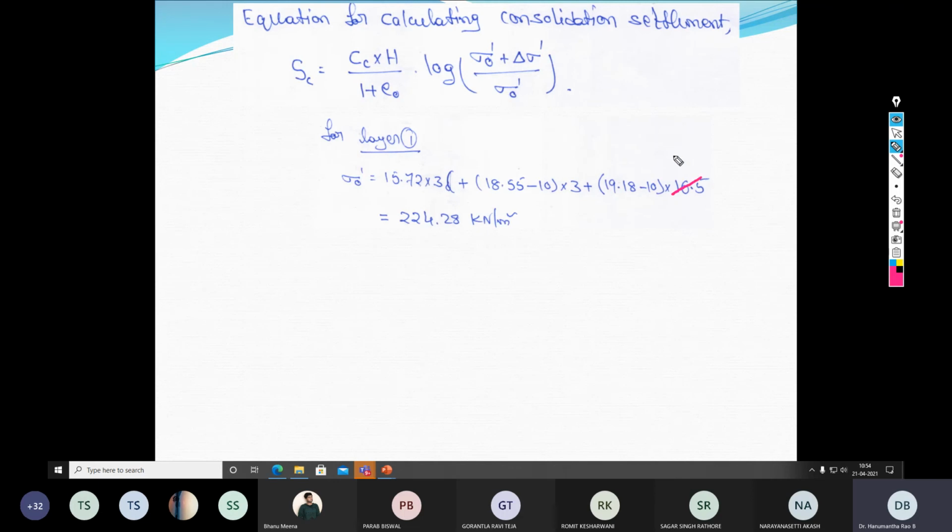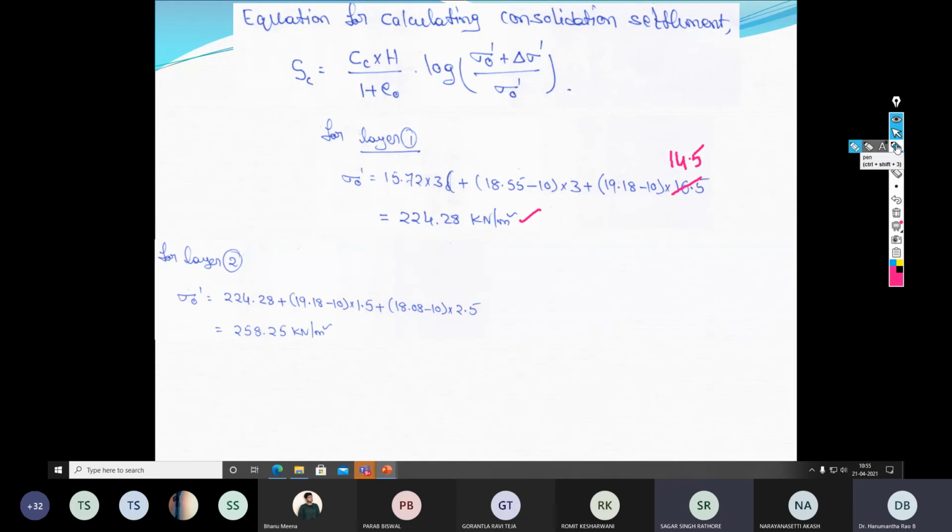Is this 16 or 14? This is 14.5. So please correct yourself. So then you will get the sigma naught dash. So then for layer number 2, Sir, it is only 14 now, only 14. Yes, sir. Okay, fine. This is 14. So please correct yourself.